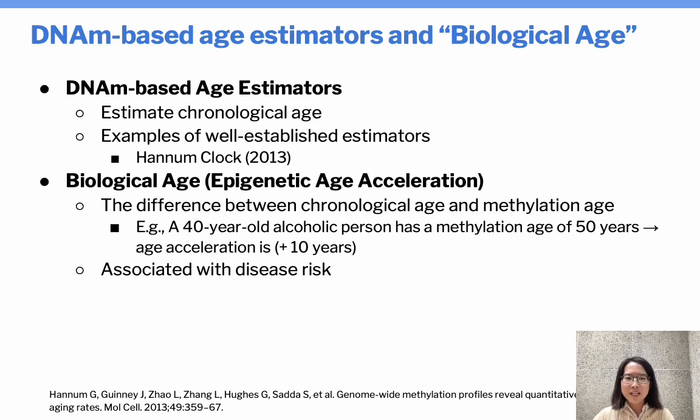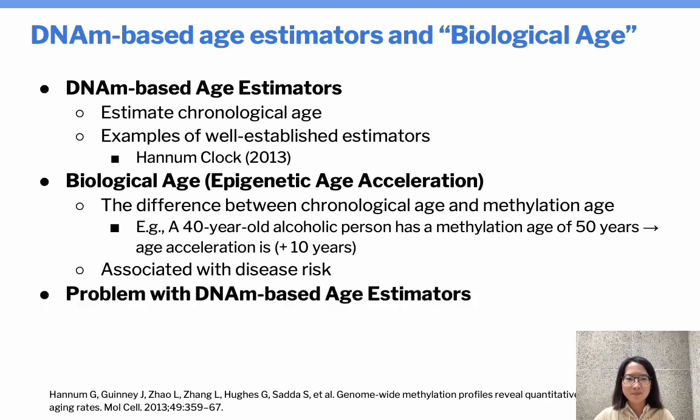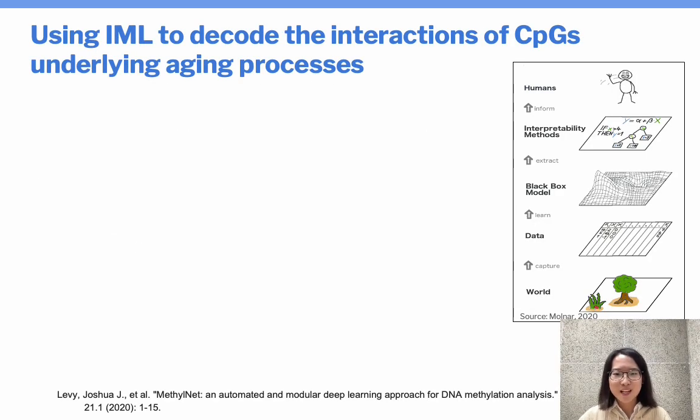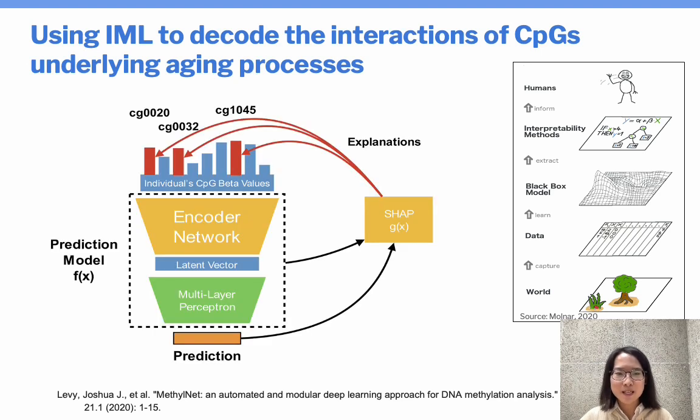Biological age is often associated with disease risk. However, the problem with DNA-M-based age estimators is that they offer very limited interpretation of how CpGs influence biological age. Thus, the researchers want to apply IML to decode the interaction of CpGs underlying the aging process. Remember our 5-layer interpretation framework? We can use this to help us understand the framework proposed in the MethodNet.